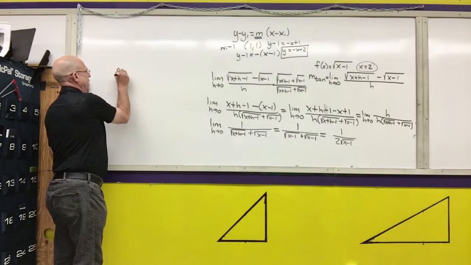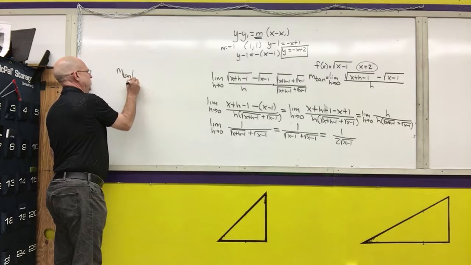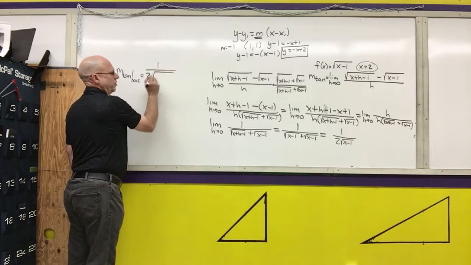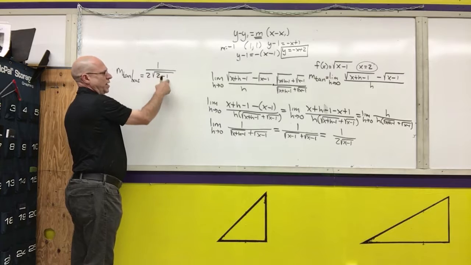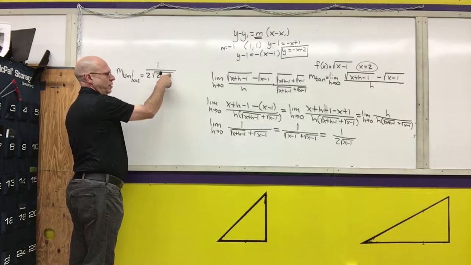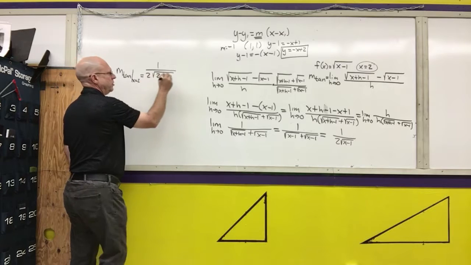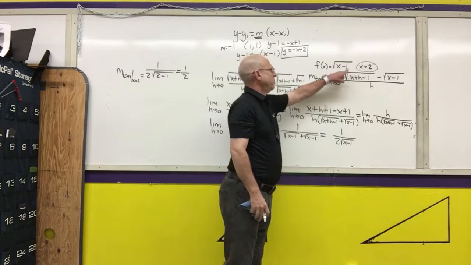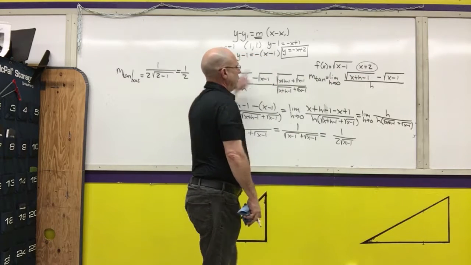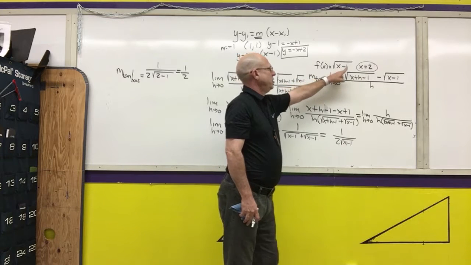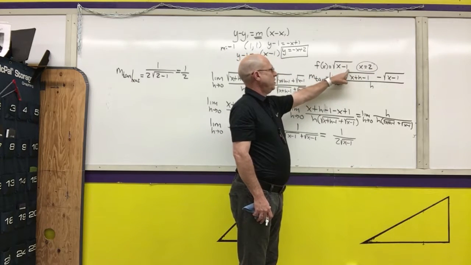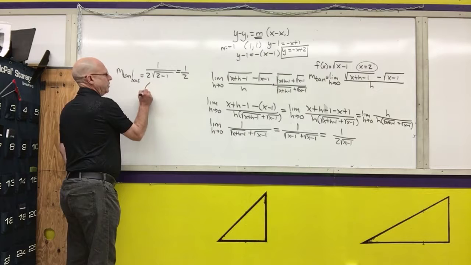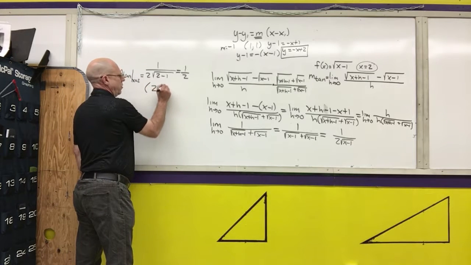So the slope of the tangent line when x equals 2 is equal to 1 over 2 square root of 2 minus 1. 2 minus 1 is 1. Square root of 1 is 1. 1 times 2 is 2. So the slope of the tangent line to that graph at x equals 2 is 1/2. Now I need to find the y-coordinate when x equals 2. So I put a 2 into the function. 2 minus 1 is 1. Square root of 1 is 1. So I want to write the equation for the line that goes through the point 2, 1.